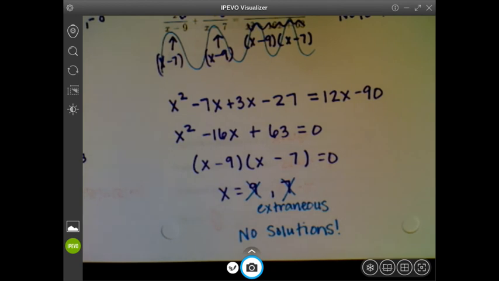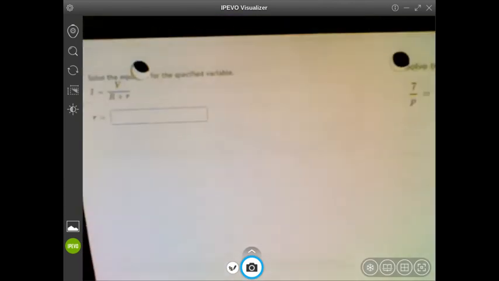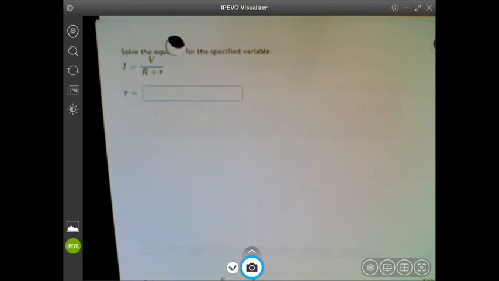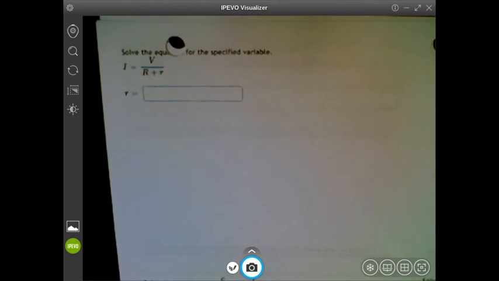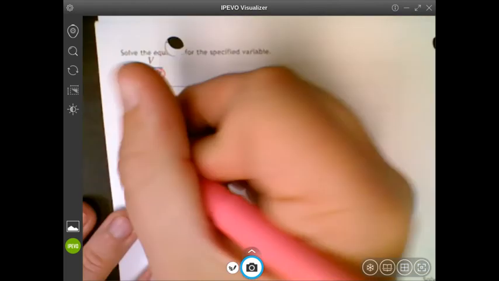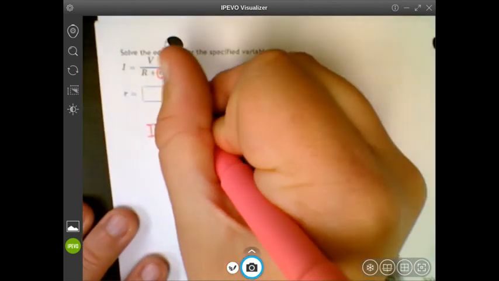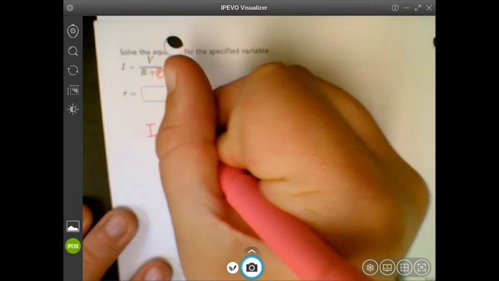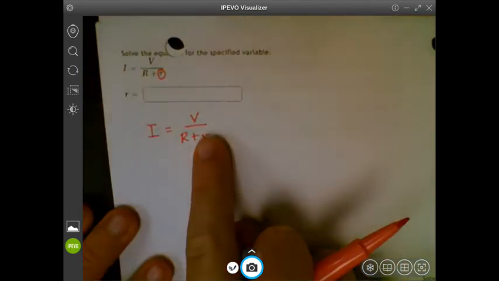All right, we're going to still solve some rational functions, but we're going to transition what these rational functions look like. And they're going to have some variables now. And what we're going to do with the variables is solve for a specific variable. So this first one is I equals V over capital R plus little r, and we want to solve specifically for the little r. We're just leaving everything in terms of variables and trying to get this little r by itself.